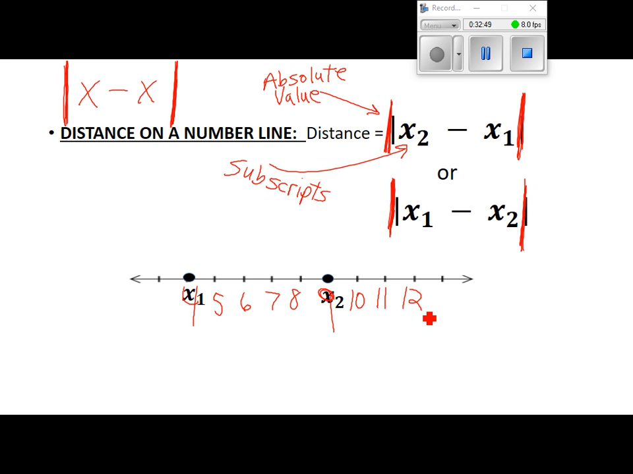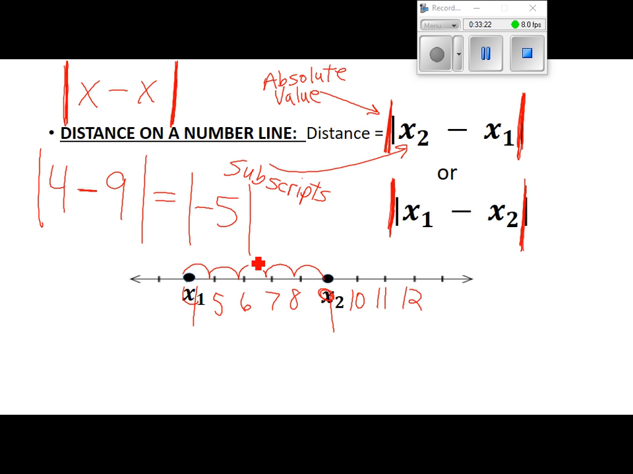Easiest way to find the distance from this point to that point is just do what? Just count. We could use either one of those 2 formulas and plug it into the absolute value and do all the math. What's the first x you want to pick? 4. 4 minus, what's the second one then? 9. What is 4 minus 9? Negative 5. What's the absolute value of negative 5?